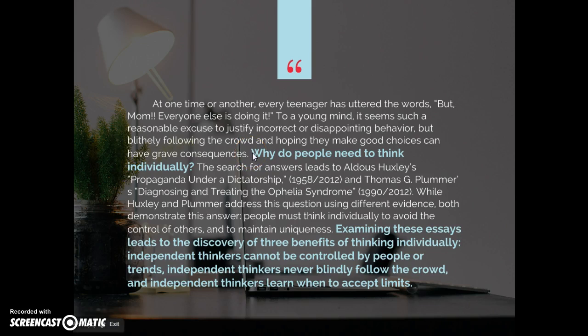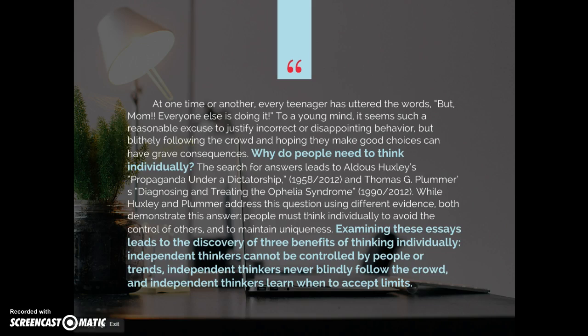Why do people need to think individually? So I wouldn't say that you have to include your synthesis question as part of your introduction, but it can be a good way to frame the argument. One thing to keep in mind for sure is that the synthesis question is not your thesis. Your thesis is your answer to the synthesis question. And that is a very important distinction to make. The question is not the thesis.